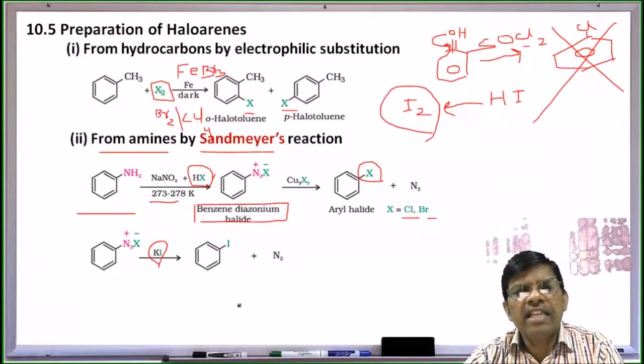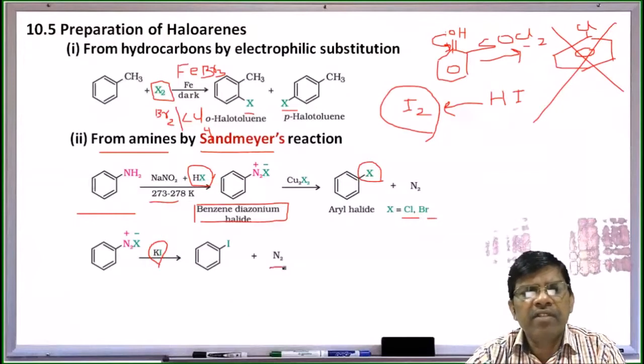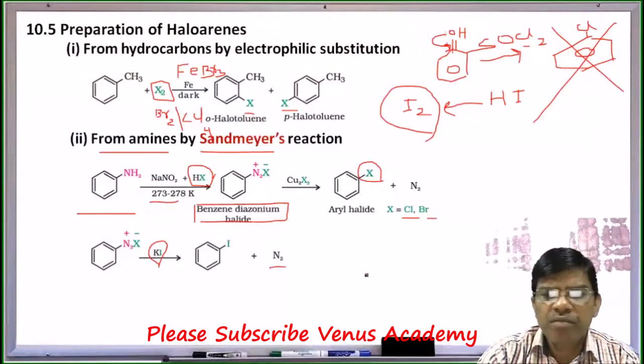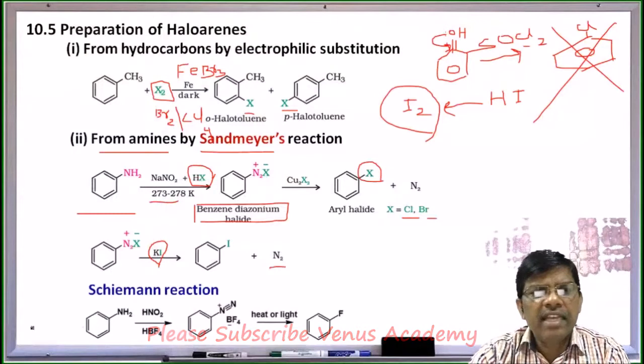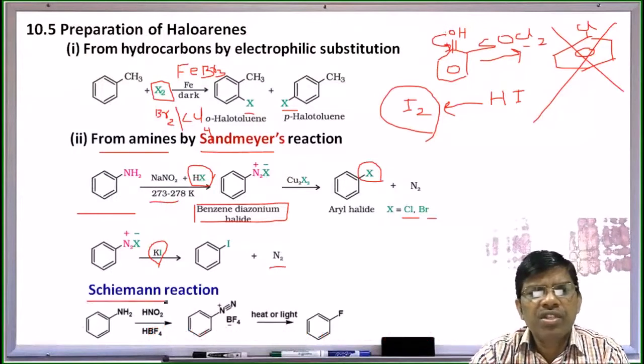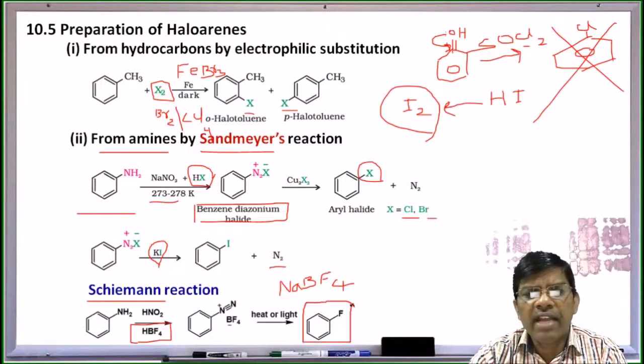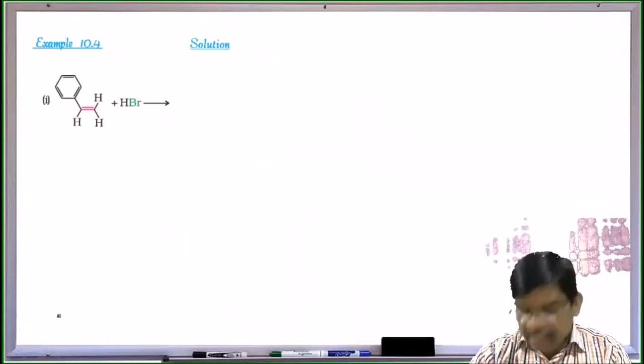Iodine easily displaces nitrogen even with potassium iodide. So in this Sandmeyer reaction, what are we going to get? Chlorine, bromine and iodine compounds, which can be aryl chlorides, aryl bromides or aryl iodides. When it comes to fluorides, there is another name reaction, the Schiemann reaction. The Schiemann reaction uses HBF4, or you can use sodium tetrafluoroborate. So the diazonium salt treated with tetrafluoroborate, you are going to get aryl fluorides. So, Schiemann reaction. Next, let us take some questions.